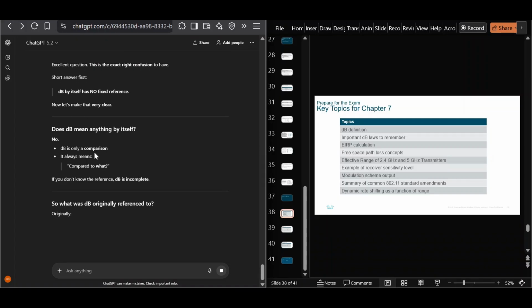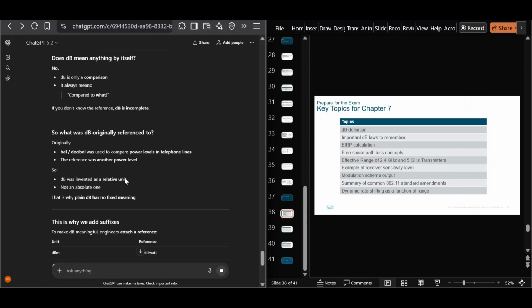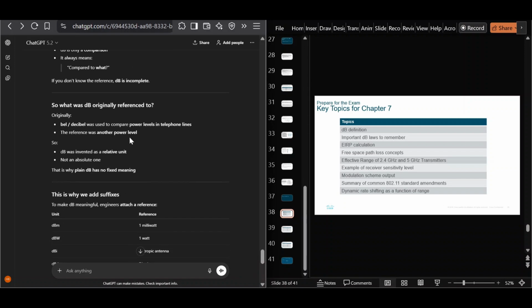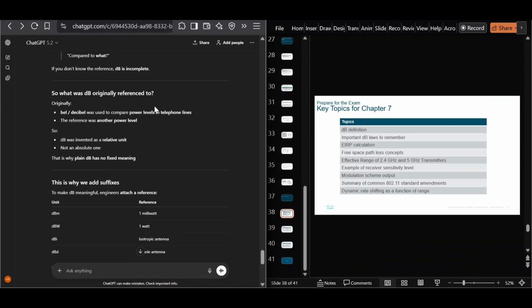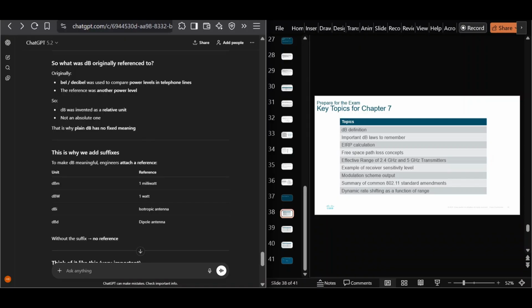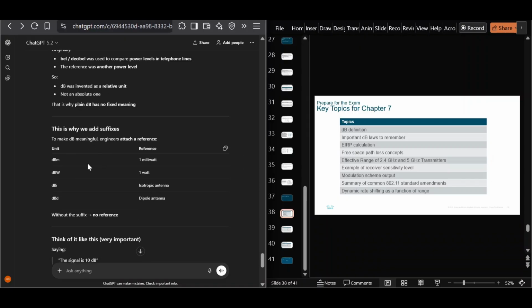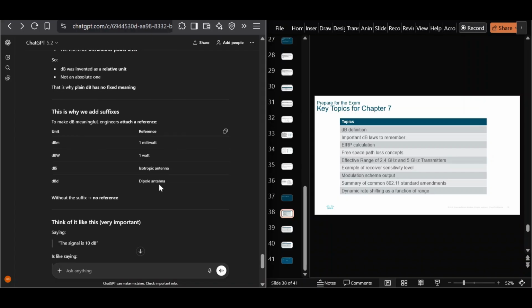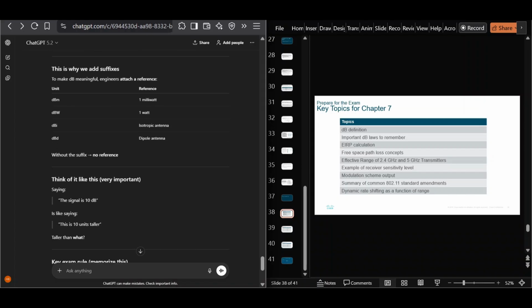And this is the main point: dB is only a comparison. dB was invented to compare power levels in telephone lines. The reference was another power level. That's why we add suffixes to the unit: dBm for 1 milliwatt, dBW for 1 watt, dBi for isotropic. Without the suffix, it doesn't tell you the reference.